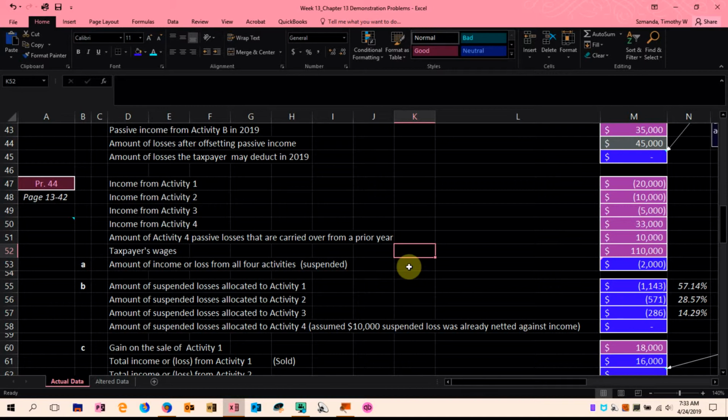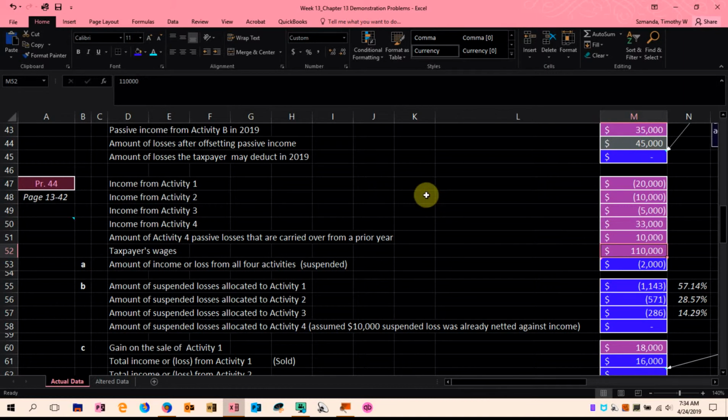for number 44, we have a situation where we have to allocate losses that are suspended among activities. So number 44 on page 1342, activity 1 has a $20,000 loss, activity 2 10, activity 3 $5,000, and activity 4 actually had an income of $33,000. Amount of activity 4 passive losses that carried over from a prior year was given at $10,000. And then it gives us the taxpayer's wages of $110,000.